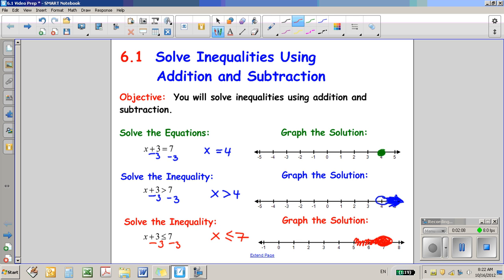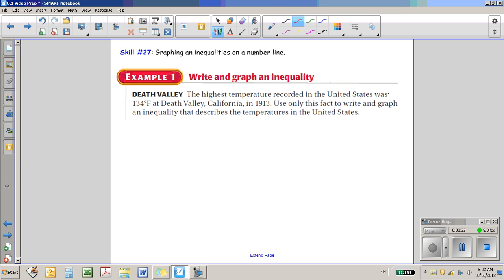So we're going to go on the number line and show that all the numbers that are less than 7 are going to be part of my solution. And we're going to remember to draw the arrow to show that everything else on the left of the number line is still included, because any number that's less than or equal to 7 is going to be part of your solution. Okay, so we're going to learn how to graph an inequality on a number line.